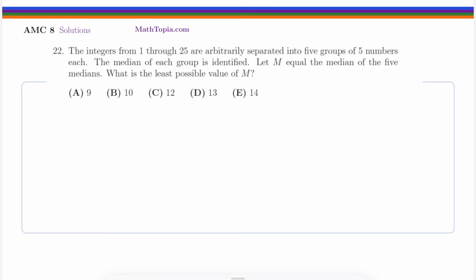The integers from 1 through 25 are arbitrarily separated into 5 groups of 5 numbers each. The median of each group is identified. Let m equal the median of the 5 medians. What is the least possible value of m?